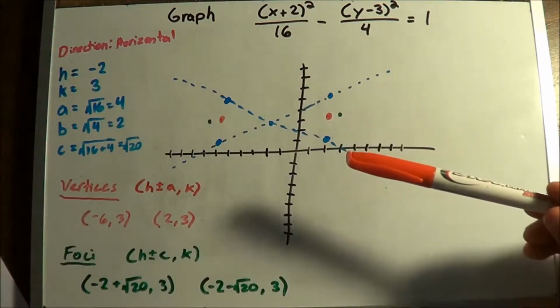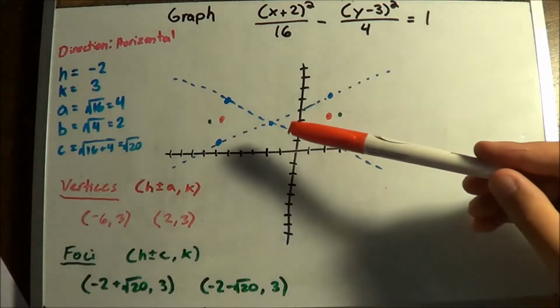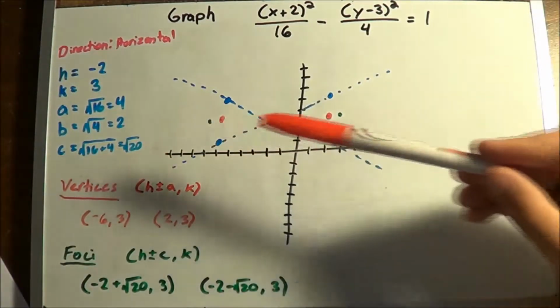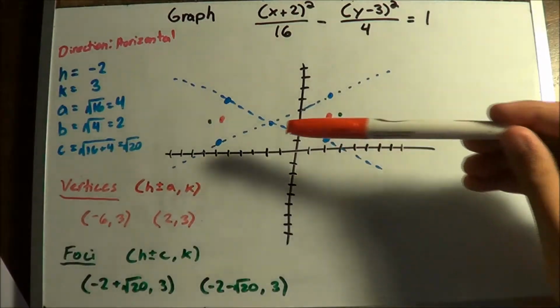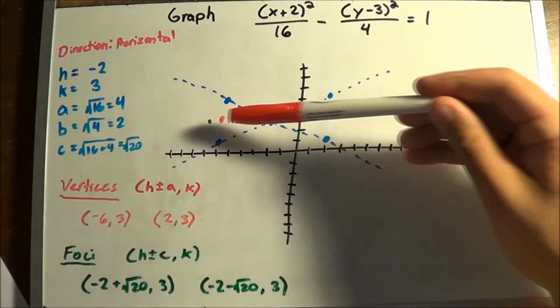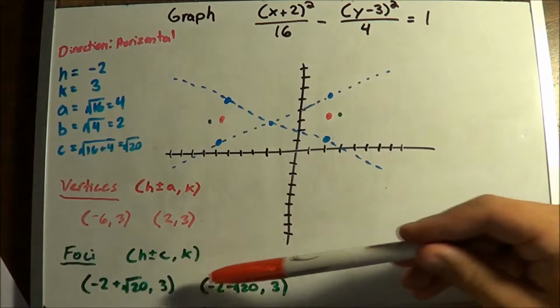Similarly, to find the foci, we're going to go to the left and right a distance of c, which is the square root of 20, or about 4.5. So we're going to go to the left and to the right, giving us foci as written here. Technically, we should reduce the square root of 20 into the square root of 4 times the square root of 5, which then equals 2 times the square root of 5.